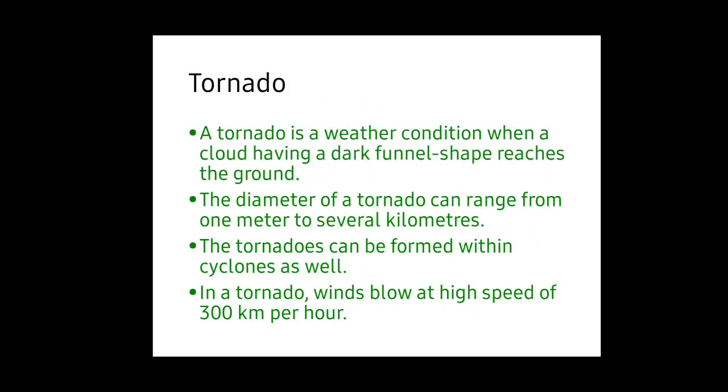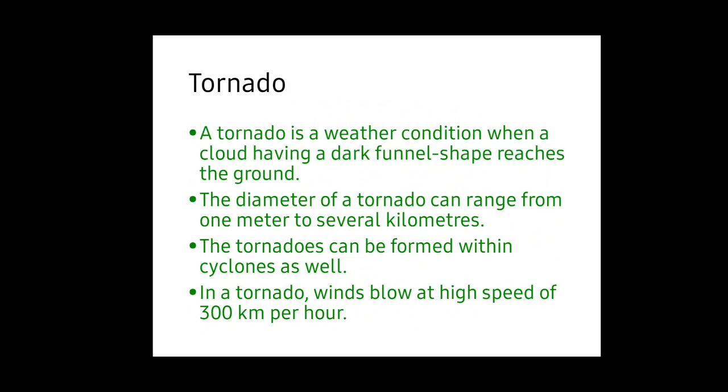The diameter of a tornado can range from 1 meter to several kilometers. See, it's quite dangerous compared to a cyclone, because a cyclone has a range of around 150 kilometers, but here it has several kilometers. We can't even measure it. Tornadoes can be formed within cyclones as well.